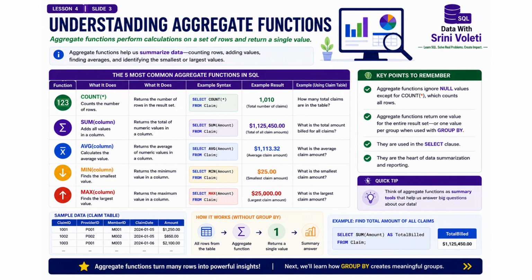Also remember the key points on the right side of the slide. Aggregate functions normally ignore null values, with one important exception: count star counts every row, including rows that contain null values in other columns. Finally, notice the example at the bottom of the slide. When we use sum of amount, SQL returns one number, the total amount billed across all claims. That's the beginning of data summarization. In the next slide, we'll make these functions even more powerful by combining them with group by.